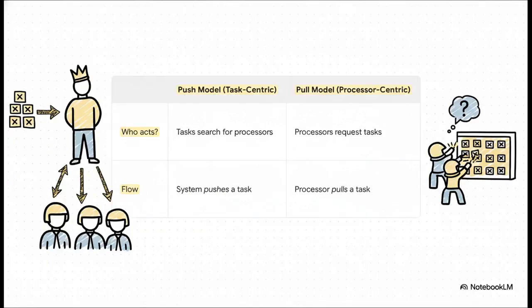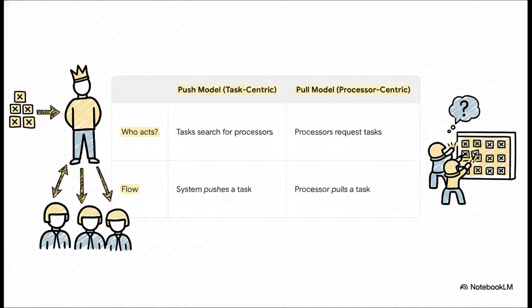This analogy just makes it all click, doesn't it? The push model is all about the task. You can think of the system like a manager who pushes a job onto an employee. "Here, you do this." The pull model is the other way around. It's centered on the processor. This is like an employee who finishes their work, walks up to the manager and says, "I'm free, give me the next job." They pull a task from the list.